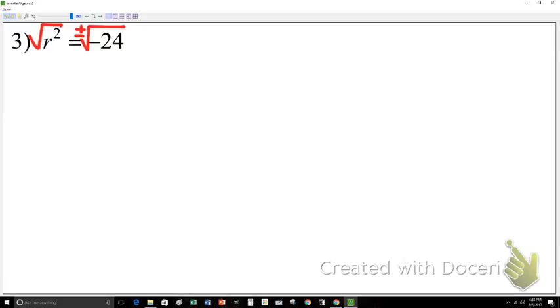The square root is going to get rid of the square on the left side, on the r, and we're just going to have r is equal to plus or minus the square root of negative 24. Now I can simplify the square root of negative 24, and I'm going to do that off to the right side here. So I have the square root of negative 24.